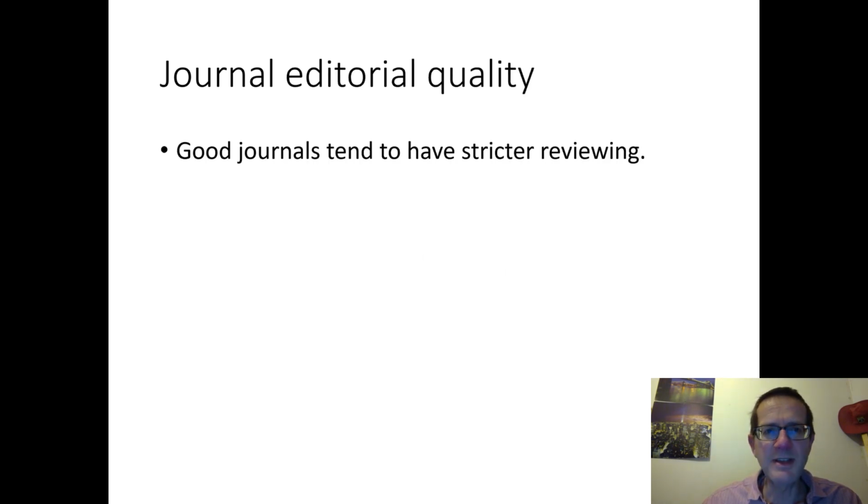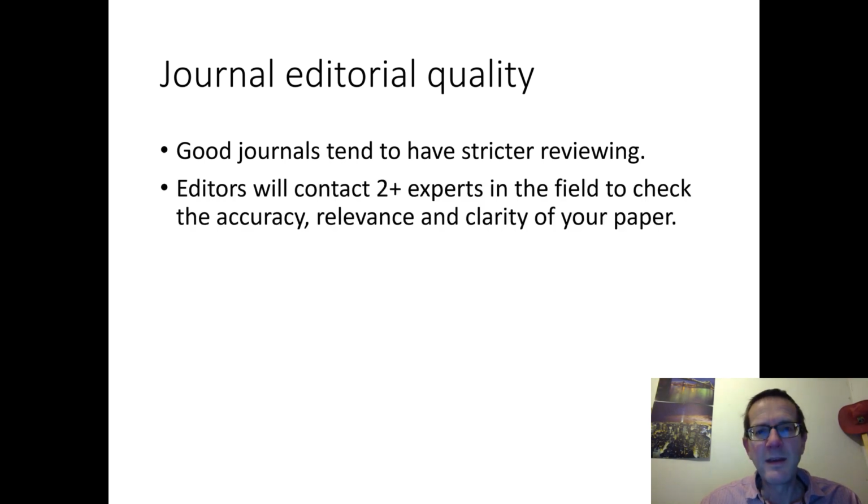Journal editorial quality. Another factor to consider when picking a journal is that a good journal tends to have strict reviewing. For this, the editors will typically contact at least 2 experts in the field to check the accuracy, relevance and clarity of your paper, amongst other things.